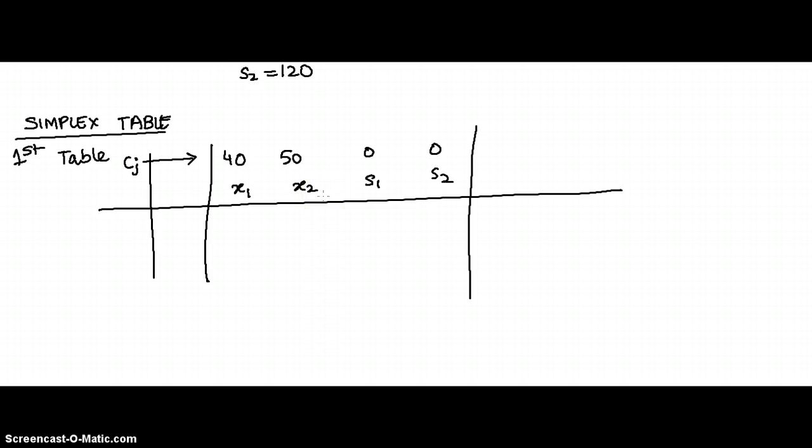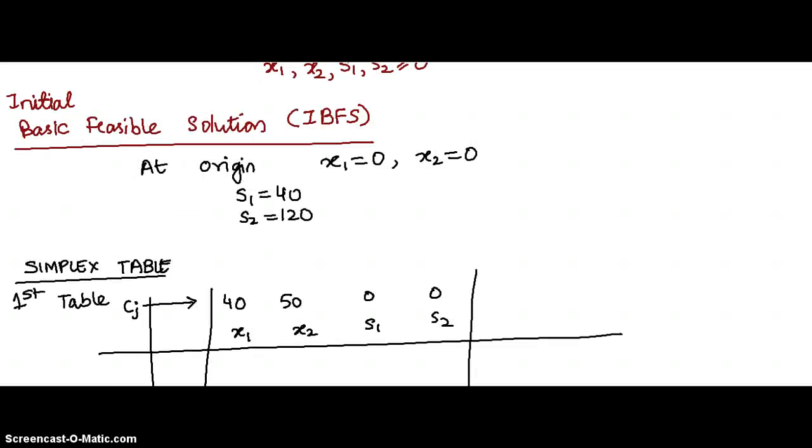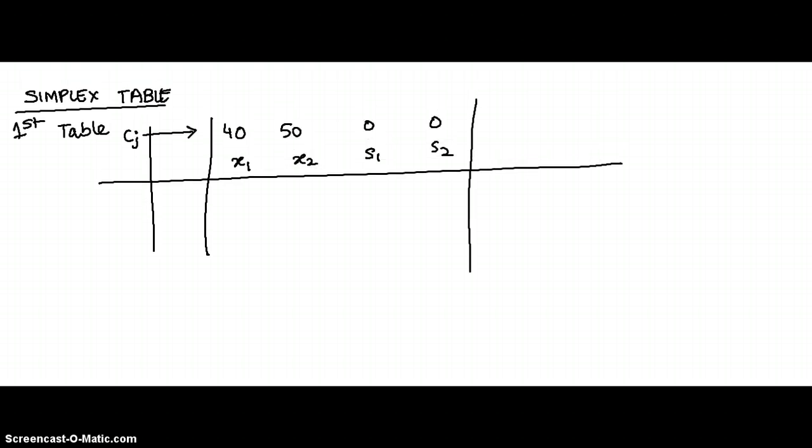Now the second thing is list the basic variables as a column. What are the basic variables? Here, the variables which are having non-zero values. These two variables s1, s2 in the initial basic feasible solution are known as basic variables. So we have to list the basic variables here as s1 and s2.